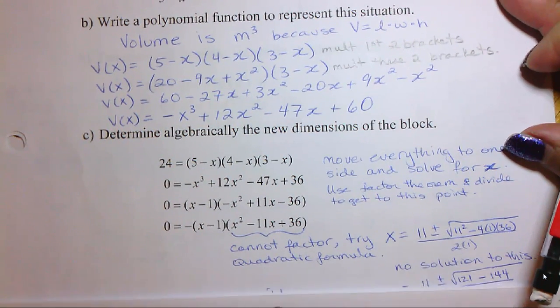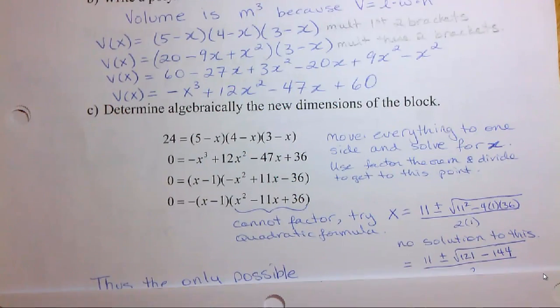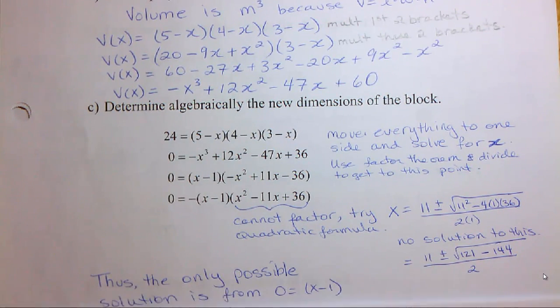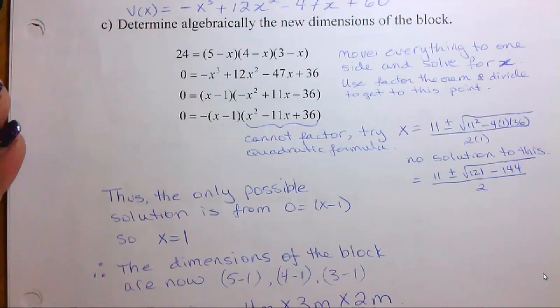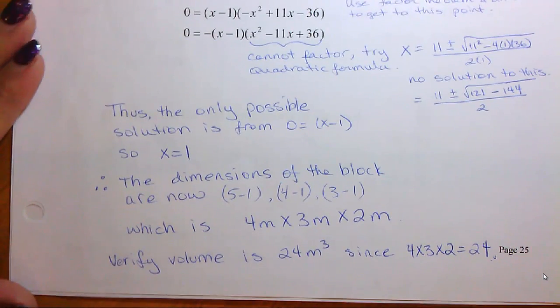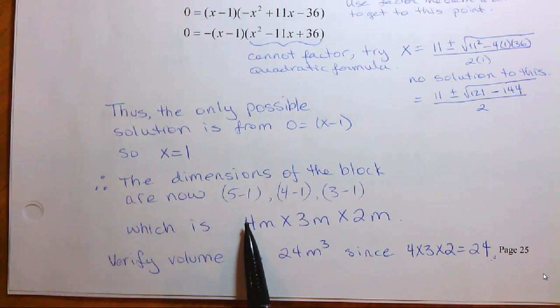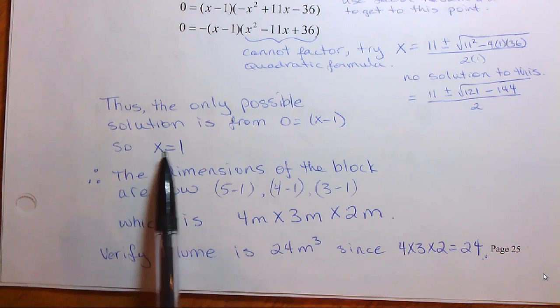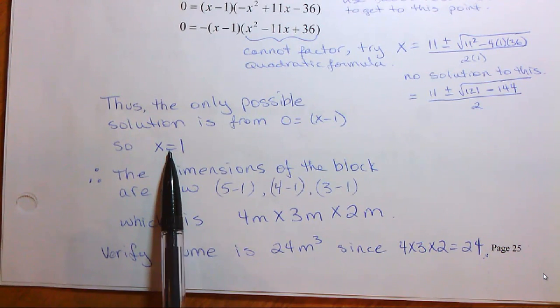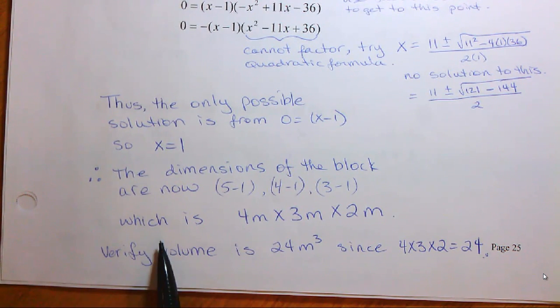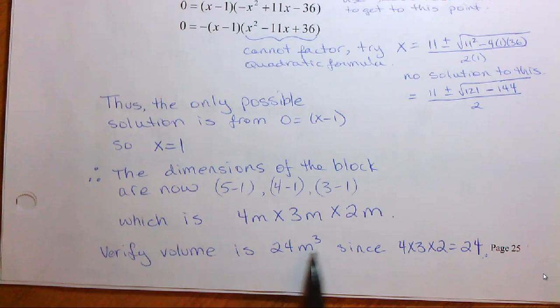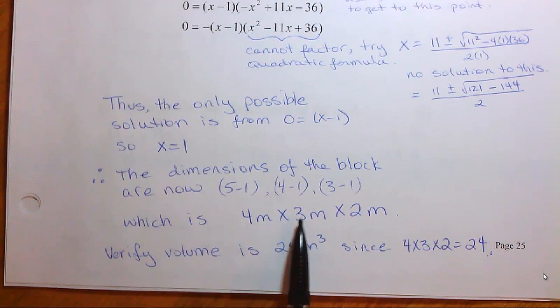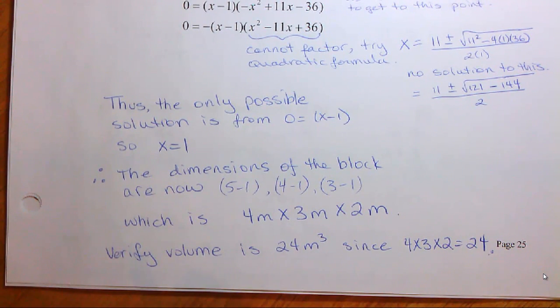So we're going to use the factor theorem, we're going to divide, we're going to do everything that we've done in the earlier sections of this chapter. And we're going to get the result that the dimensions of the block are 4 by 3 by 2. Because when we got x equals 1, that's the amount that it shrank. And you can verify that the volume of this is 24 meters cubed, since this 4 by 3 by 2 is equal to 24.